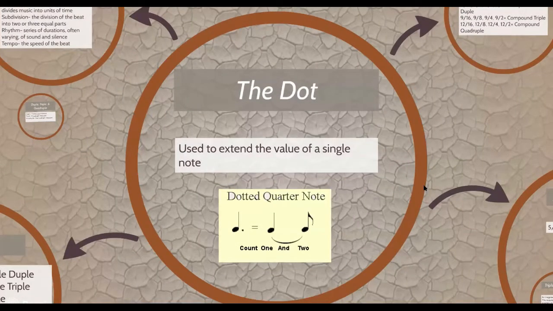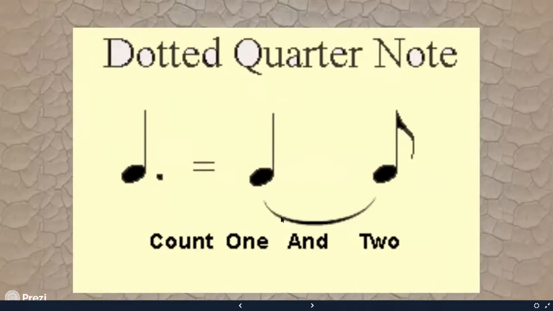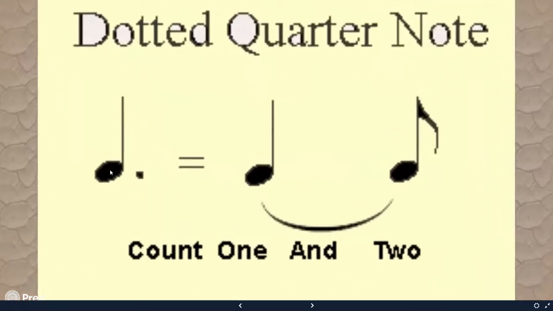Let's talk about the dot. The dot in music means that we are extending the note value by half its value. I know it's kind of confusing, so let's talk about a quarter note. A quarter note is worth 1 beat. When we add a dot onto it, we're adding half of the quarter note, which is an eighth note. So this full length would be a quarter note plus an eighth note, so it would be 1.5 beats. It kind of looks like a smiley face.